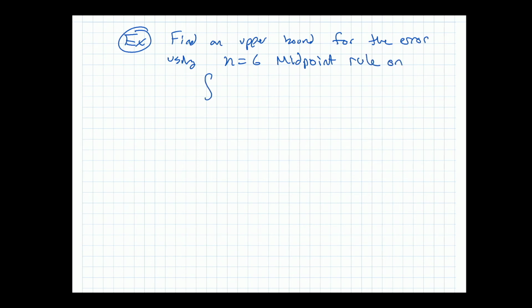On the integral from 0 to 2 of 1/4 x to the 5th minus 3 sine x. So I'm doing this on purpose here to show you something. All right, so we know what to do first, right? We're going to need f double prime.